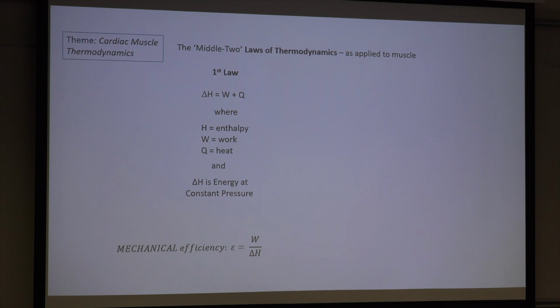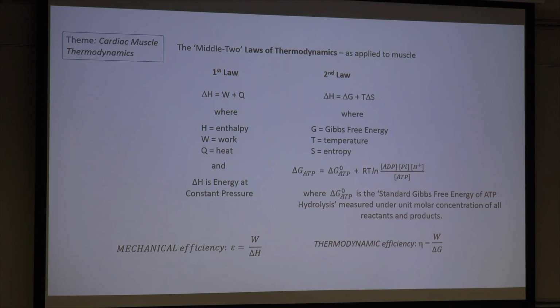What we do is to calculate quite routinely the mechanical efficiency, that is the ratio of the work to the enthalpy, or if you like, the work to the heat plus work. That's pretty straightforward. The other side of this is not quite so straightforward, because the second law tells us that not all of the enthalpy is available to perform work. Only that component of it which is labeled the Gibbs free energy is. The rest of it is this entropic term, the product of the change in entropy of the system and the absolute temperature.